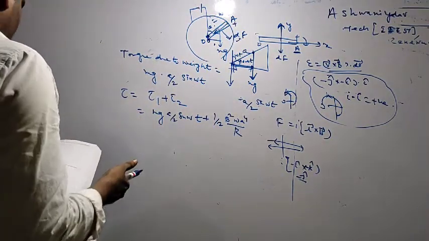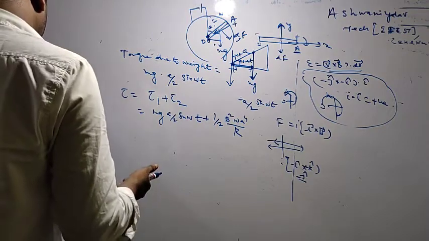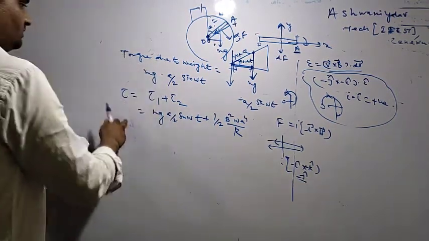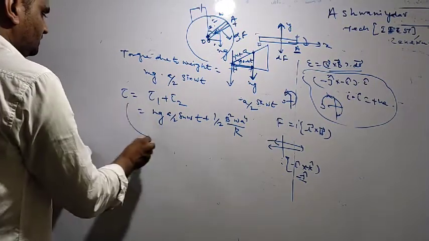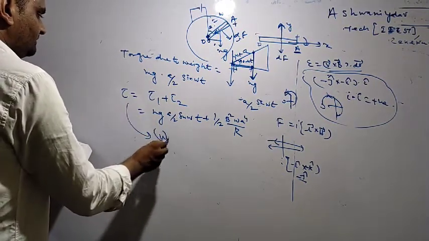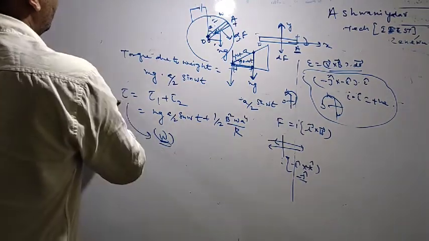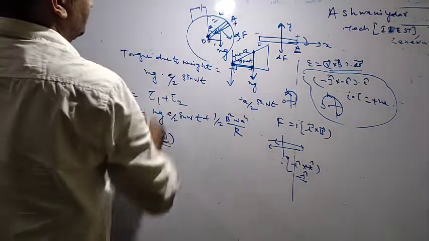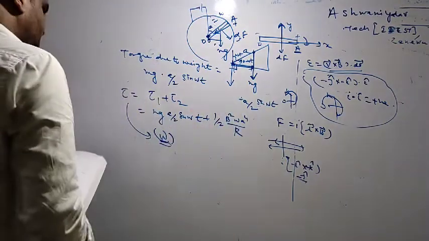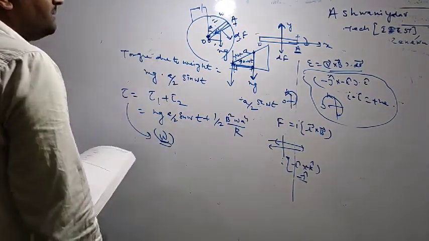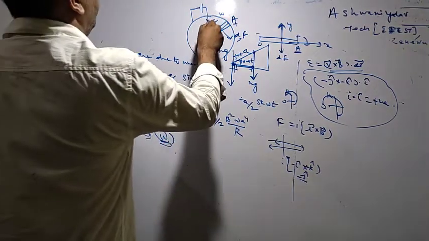So there must be another force to keep this omega. Torque is acting, so there must be an angular velocity. To keep this angular velocity, an equal amount of torque will act opposite to that one. Why will this torque be produced? Because of this current.